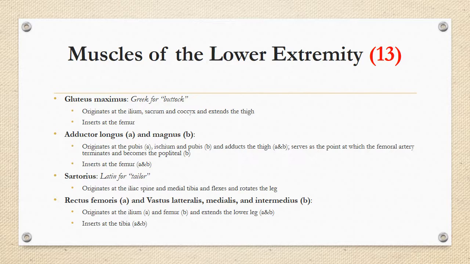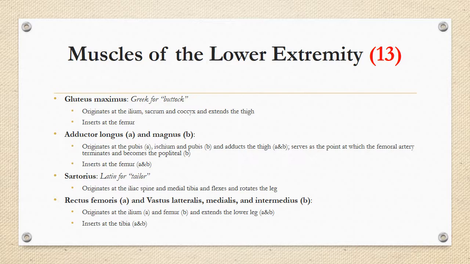Your adductor longus, which I will refer to as point A, and your magnus is point B. Your adductor longus originates at the pubis, and the magnus originates at the ischium and pubis. Both of them adduct the thigh, and they serve as the point at which the femoral artery terminates and becomes the popliteal. This is the magnus. Both of them attach at the femur. So again, the adductor longus and magnus attach at the femur, and they adduct the thigh.